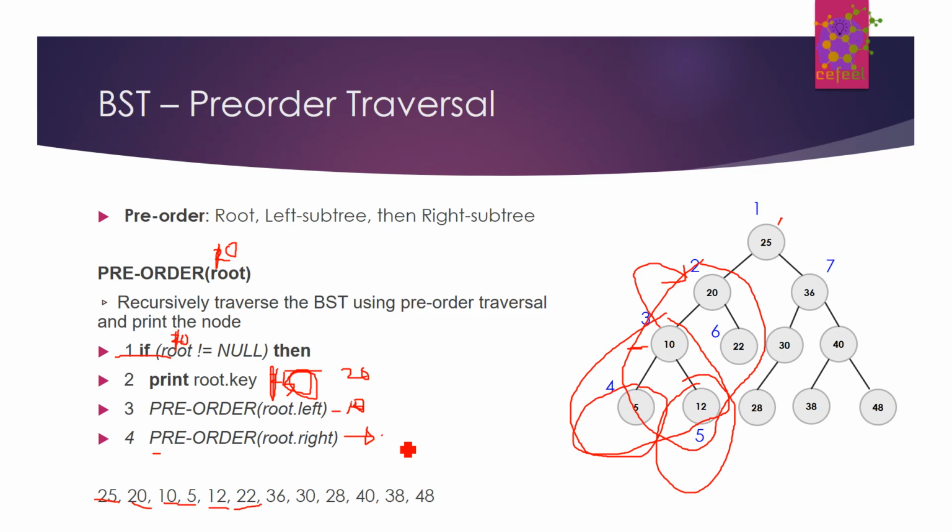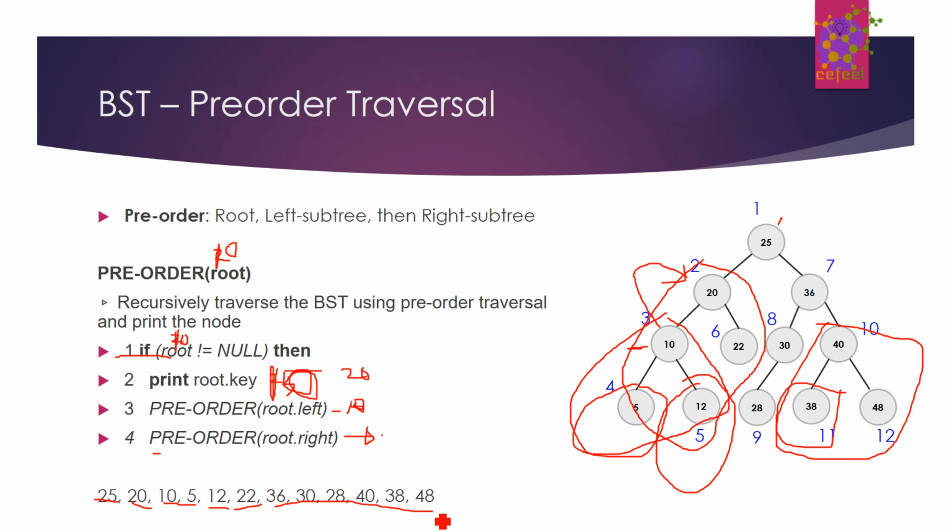But again, once 36 is printed, it will go to its left subtree, and it will print 30, then 28, then it will return back, and then it will print the 36 right subtree. It will go to the 36 right subtree. It will first print its root, which is 10, then its left subtree, which is 38, and its right subtree, which is 48. And finally, this is how the pre-order traversal works.